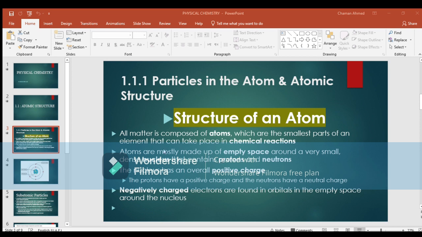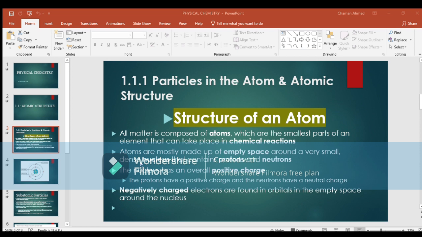Atoms are mostly made up of empty space around a very small dense nucleus that contains protons and neutrons. So what happens? In atoms, there is a mass concentrated in the middle of the atom. Atoms are mostly empty space, and that concentrated mass contains two things, protons and neutrons, and you will find that electrons are orbiting in shells around that nucleus. You will see the diagram related to this.